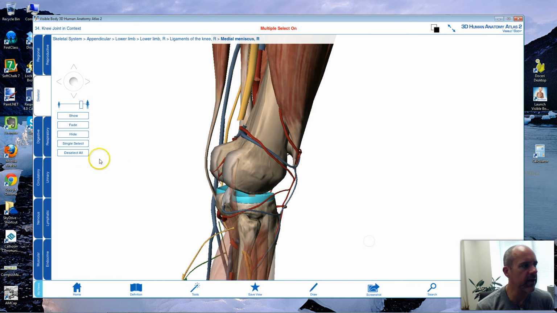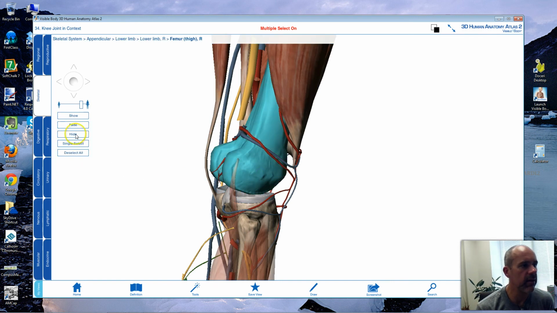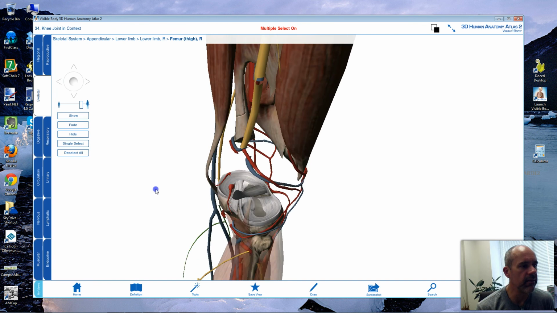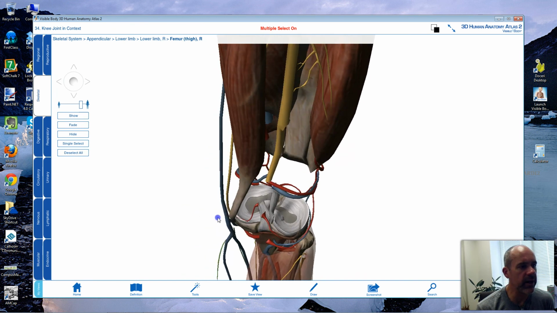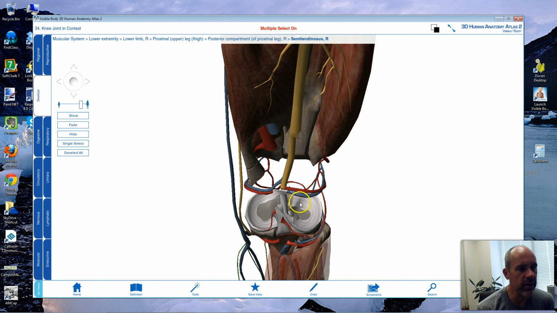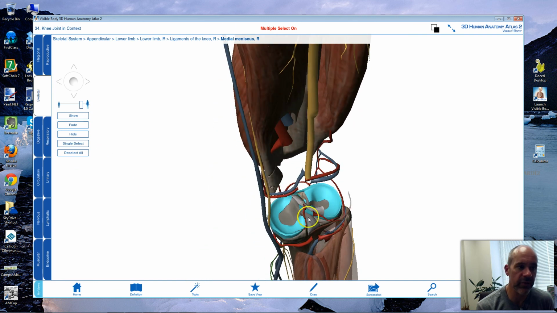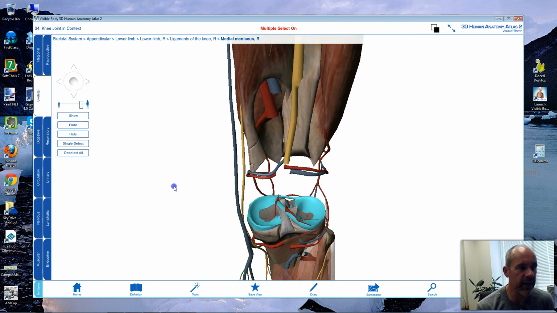Let me go ahead, I'm going to deselect those. I'm going to go ahead and hide the femur. So now we can look down on top of the tibia, goodbye to that muscle. So right there, that is your lateral meniscus, and over here, that's your medial meniscus. So you can see how big they are. And it's not unusual for people to have tears in those pads, and those become inflamed.